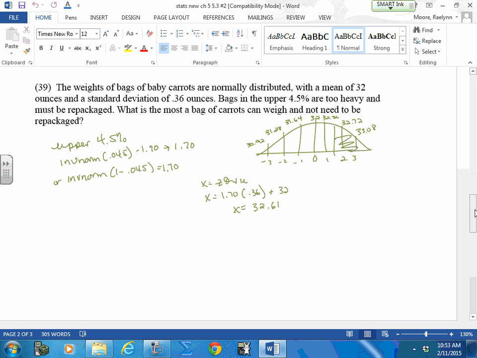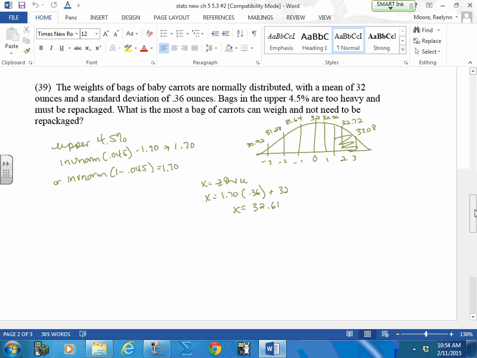And isn't 5% considered unusual? So that's almost where my cutoff is. I don't want this to be an unusually heavy bag of carrots. So I want to find out what is the cutoff weight that's not acceptable, and I want to repackage those. Okay? So there's your X. You're in the upper 4.5%. That means 1 minus this is your inverse norm.